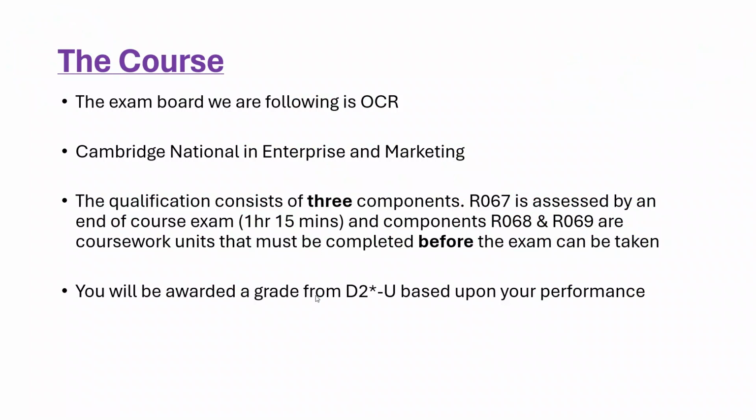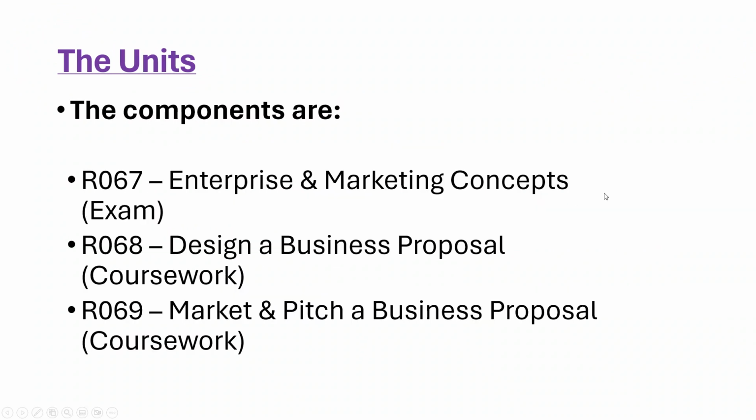And components R068 and R069 are both related to each other, and they are coursework units that must be completed before the exam can be taken. At the end of the course, you will be awarded a grade from level 2 distinction star to U based upon your performance. So the components that you study.